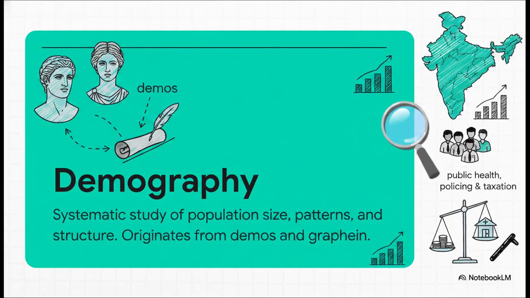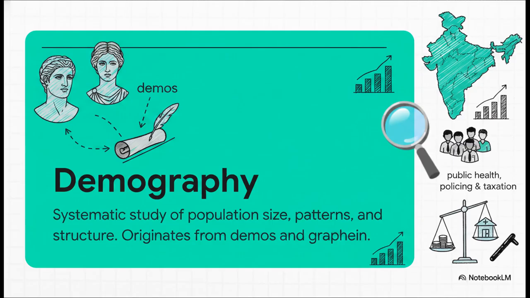Before we even look at the data, we have to ask a pretty basic question. Why do governments even bother counting us in the first place? Well, the word demography comes from two Greek words, demos, meaning people, and graphein, meaning to describe. So it's literally the description of people.